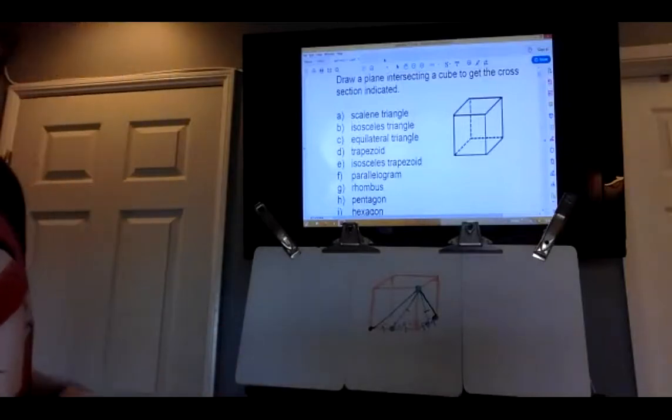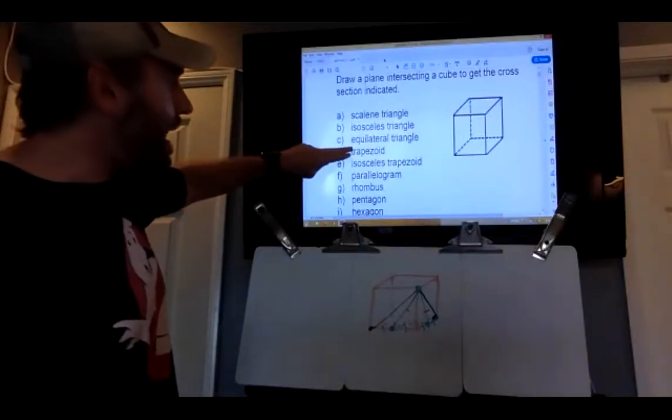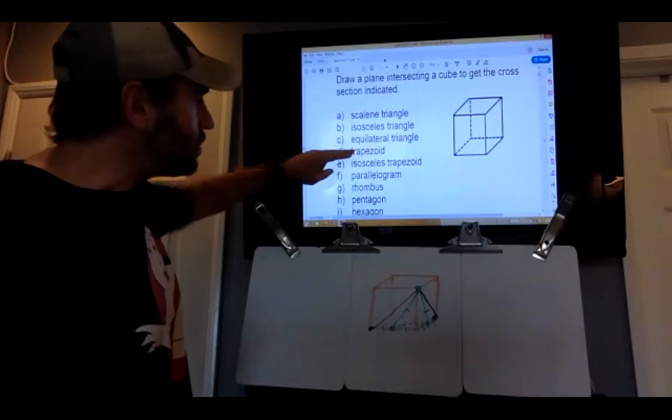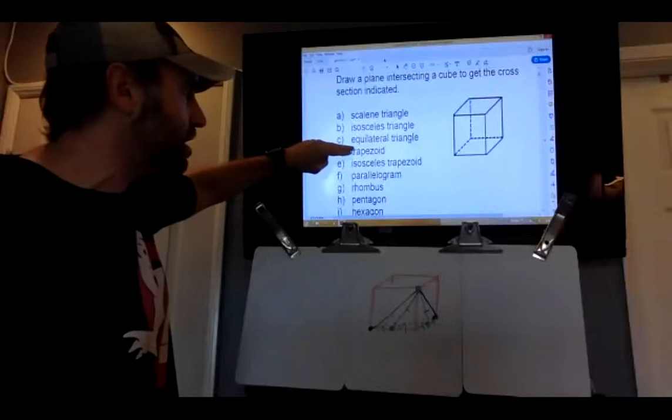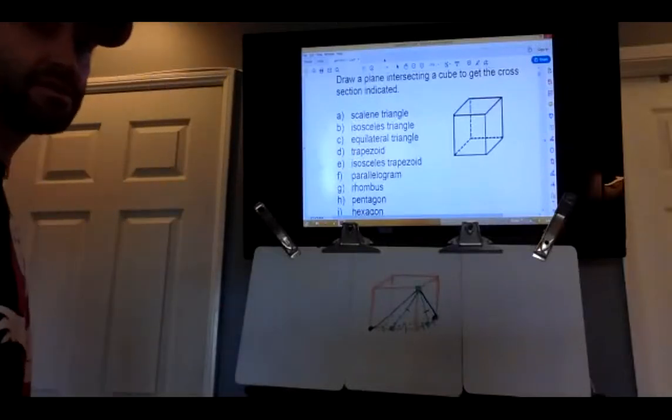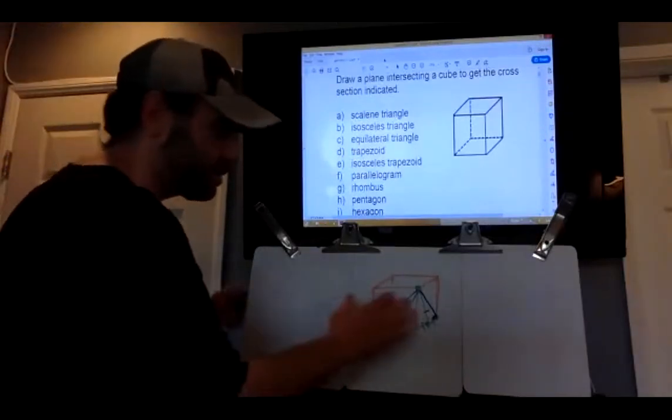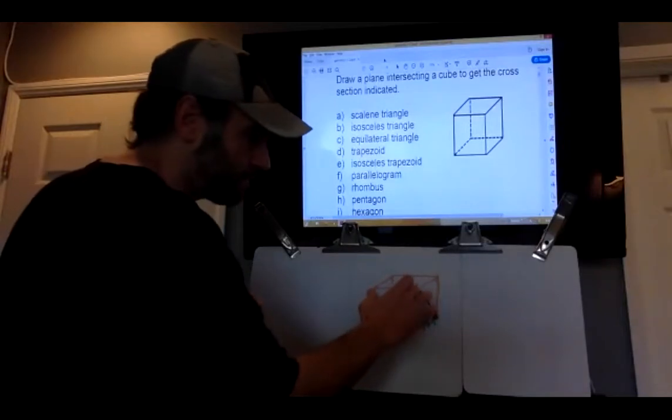Keep going. So I would say that if you try to make a trapezoid, you're probably going to make an isosceles trapezoid. I wonder, can you make a non-isosceles trapezoid? That's a little harder. I'm going to get rid of this one while you're working on that.